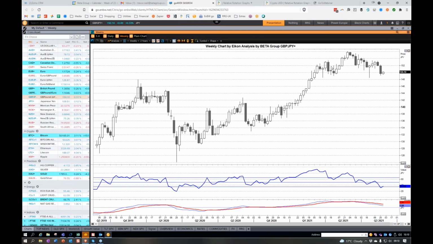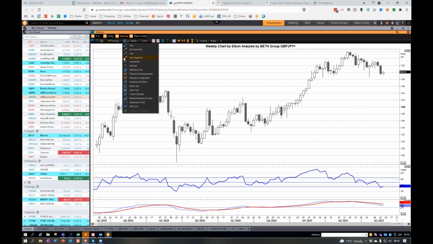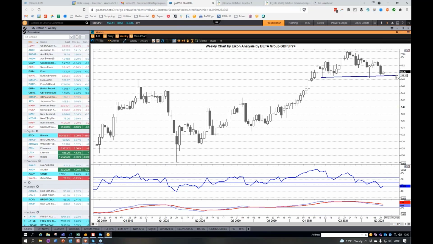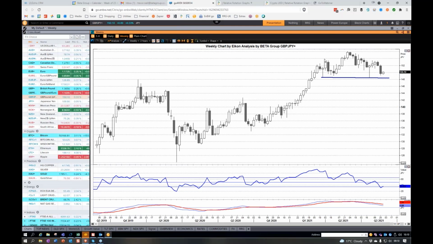Yeah, so here you could make a case on the weekly for this having a head and shoulders top too. Let's be strict about it. So put it here: high, higher high. Is it a lower high there? So coming back to test that there, these are very important levels.